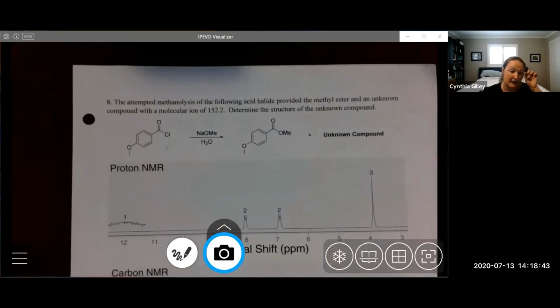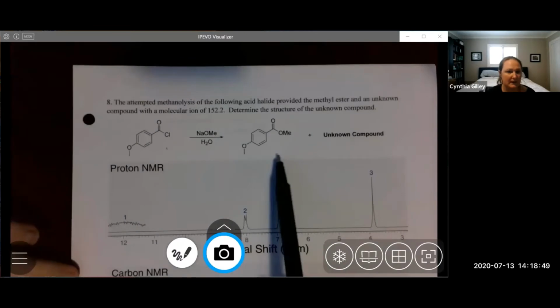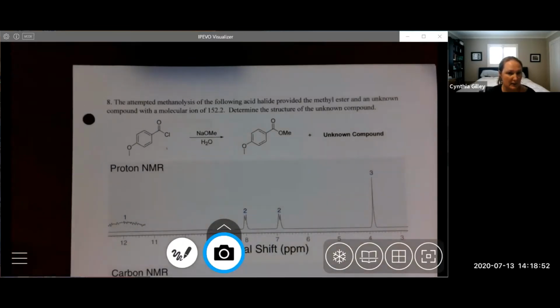Okay, so the next problem says an attempted methanolysis of the following acid halide provided this methyl ester and an unknown compound with a molecular ion of 152. Determine the structure of the unknown.